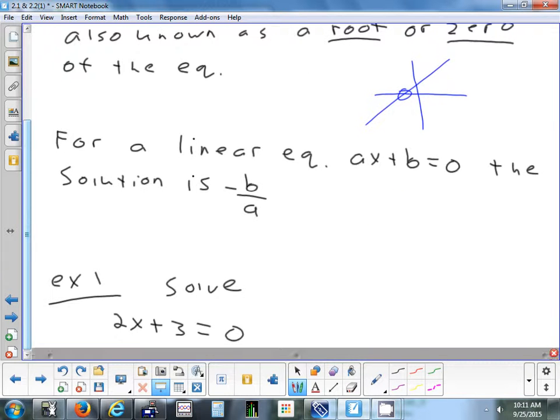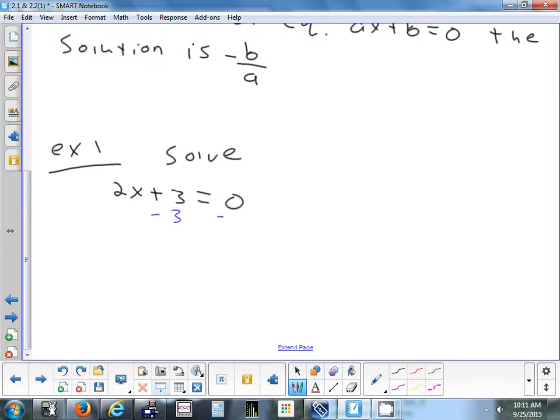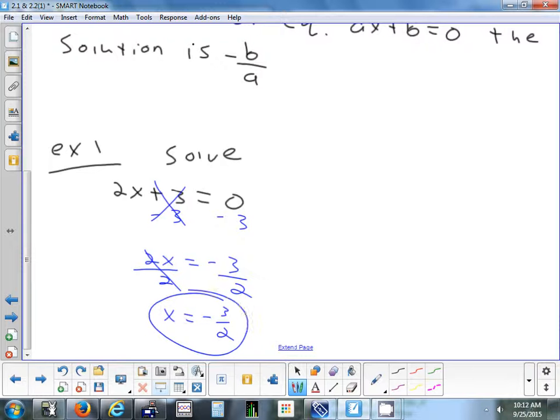So here's an example with this equation. Subtract 3 from both sides. Get 2x equals negative 3. And divide by 2. So x equals negative 3 halves. So negative 3 halves is the root of that equation. It's the number that if you plugged it in for x, it would make the equation come out to 0.